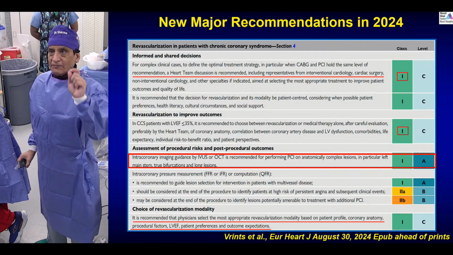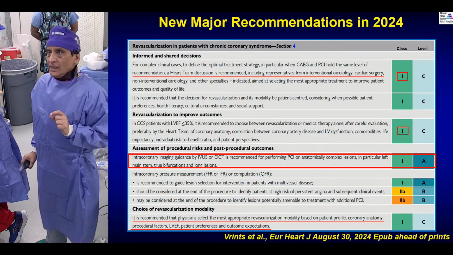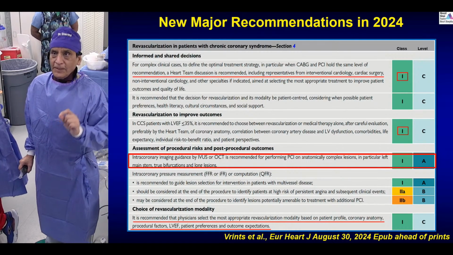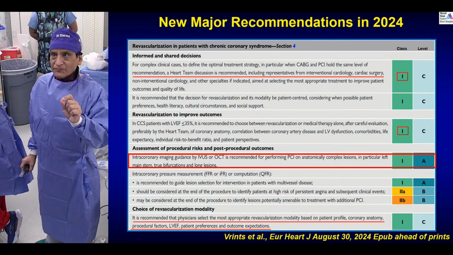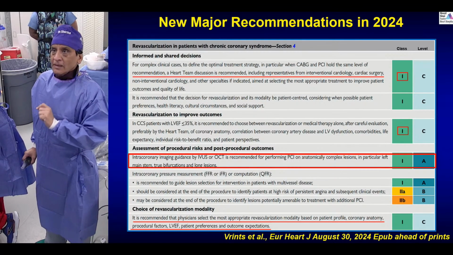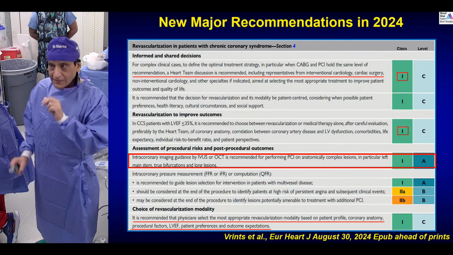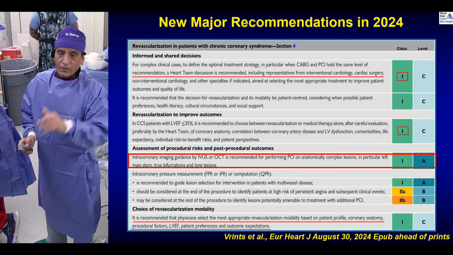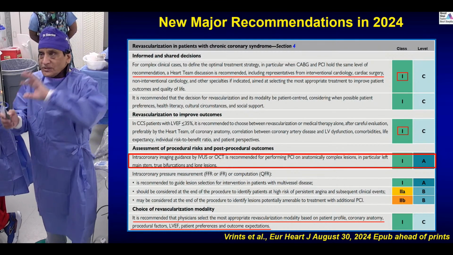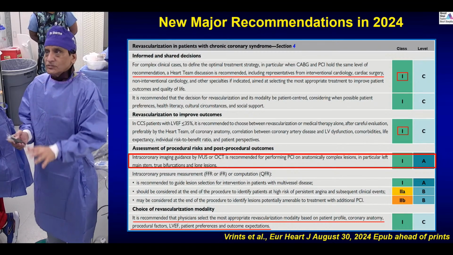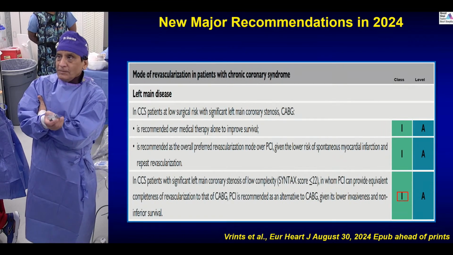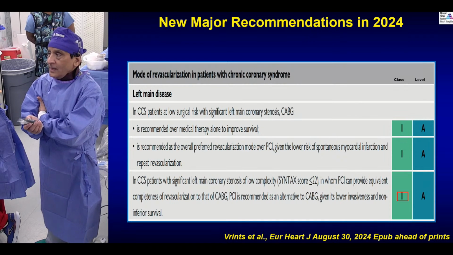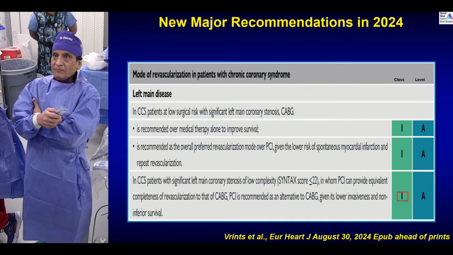It is recommended that physicians select the most appropriate revascularization modality based on the patient profile, coronary anatomy, procedural factors, ejection fraction, and patient preference and outcome expectations. So the patient still remains the final decision maker. We can say that you're going to die more with this procedure or that procedure, but the patient ultimately has to decide the approach. And we have published that almost 50% of patients, despite our recommending CABG, decline and come back for PCI.